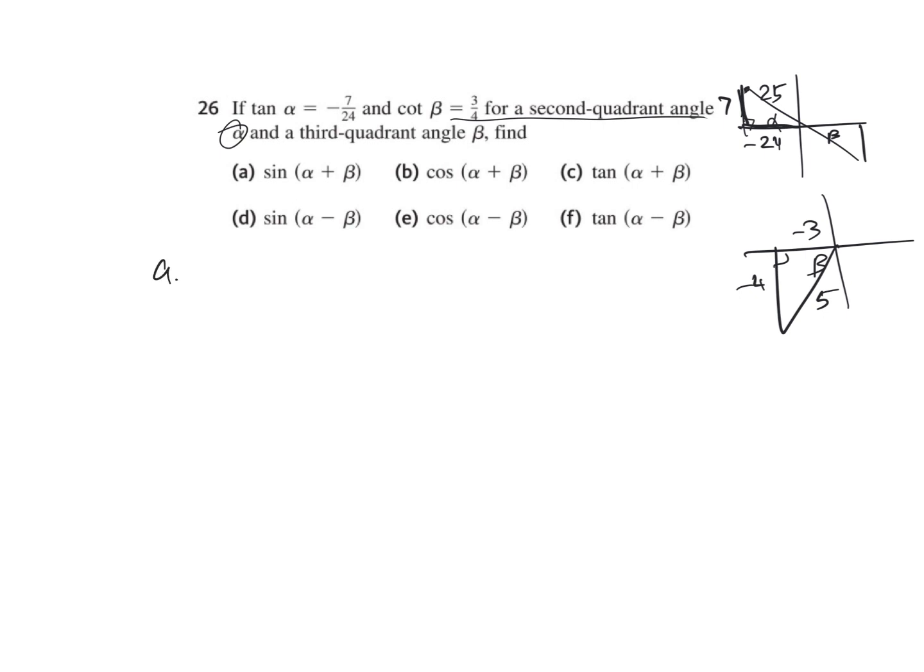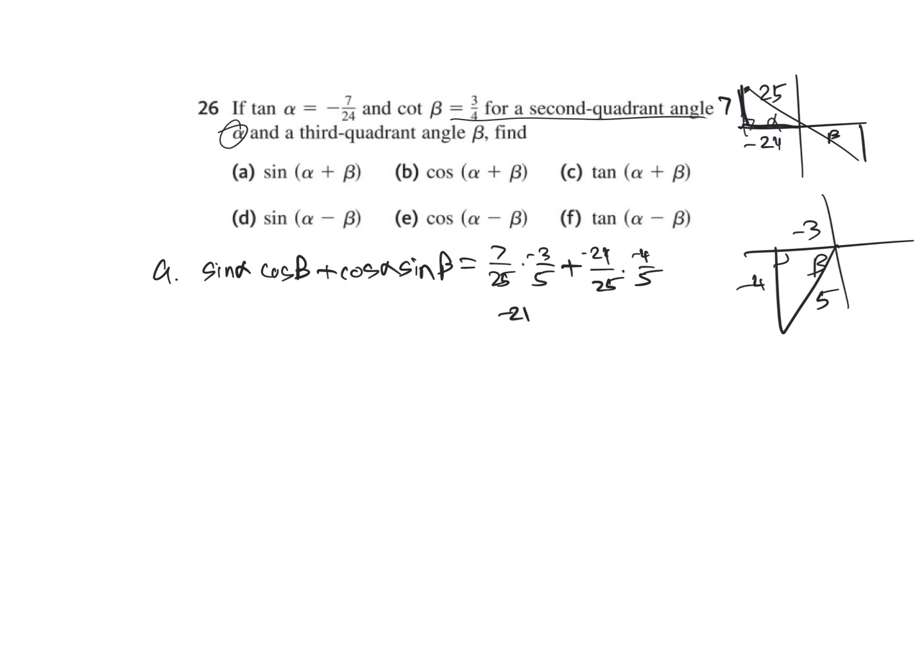A, the addition of sine. So the sine of the first, times the cosine of the second, plus cosine of the first, sine of the second. Oh my gosh, losing my brain. So the sine of alpha, let's keep it on the same line here. Sine of alpha is 7 over 25. Cosine of beta is -3/5. Cosine of alpha is -24 over 25. Sine of beta is -4 over 5.